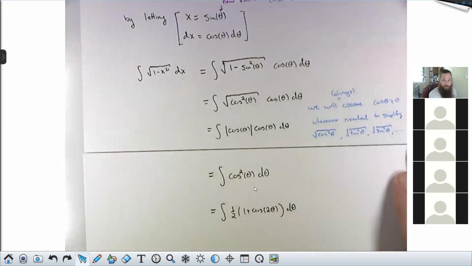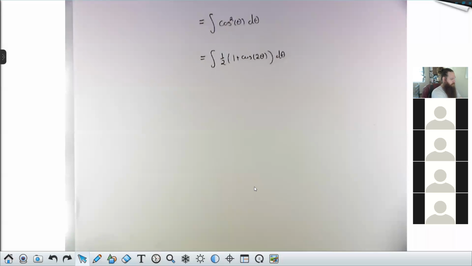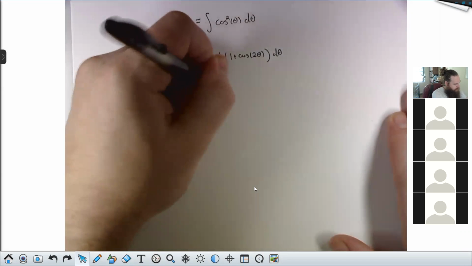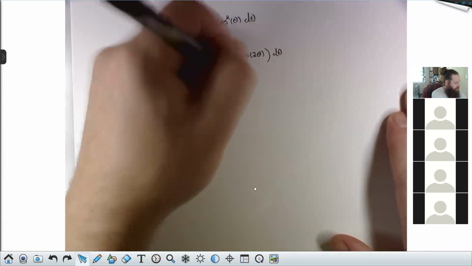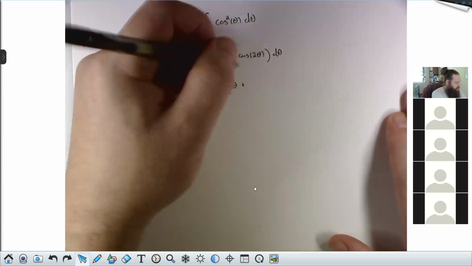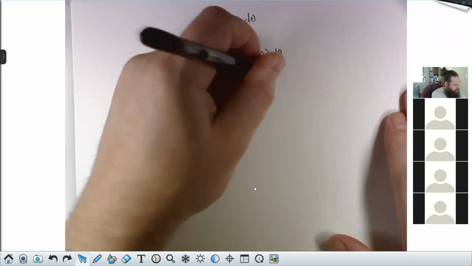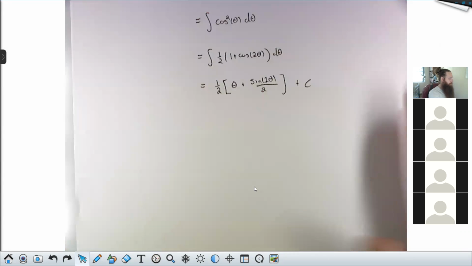That's the half angle identity for cosine. It's the only tool that you need to integrate cos squared. And then your antiderivatives come nice and clean. Integral of 1 d theta is theta, plus the integral of cos 2 theta d theta is sine 2 theta over 2. And you've got a plus c.